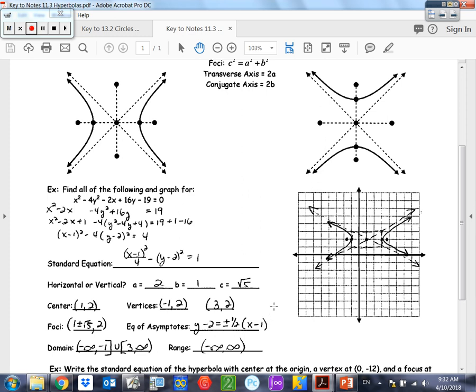So now let's look at the center. The center is h, k, so it's at 1, 2. We read it right out of the equation right here, 1, 2. So let's go over here and start creating our hyperbola. Let's go ahead and plot the center. We're going to go to 1, 2, and put a point.